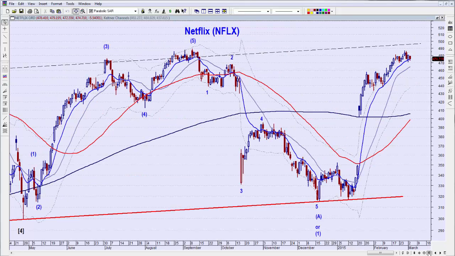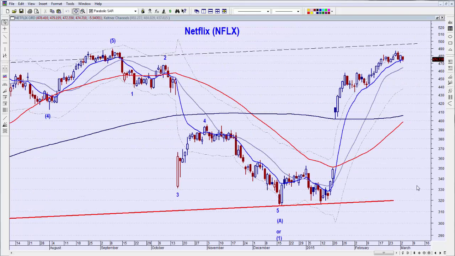So what do I need to see happen with Netflix to start to confirm? I need to see it start to trend close below the blue line, which is a 10-day exponential, get a couple of closes, and then start to pull on down and get this blue line to cross below the 21-day. This is the 10-day exponential. This is the 21-day simple, my 55-day simple, and my 233-day moving average.